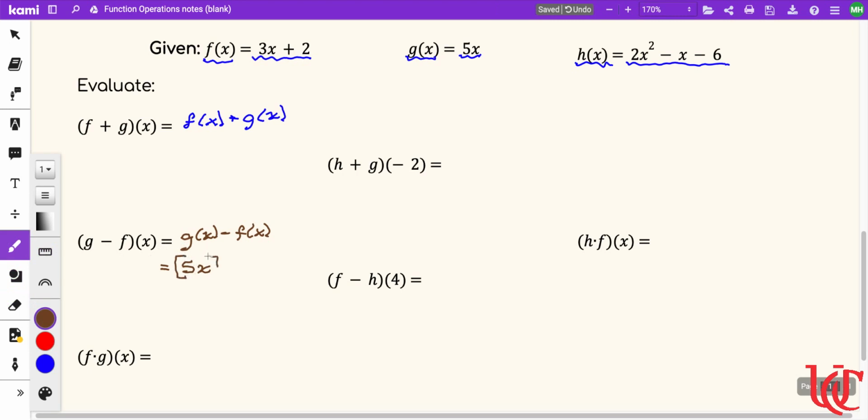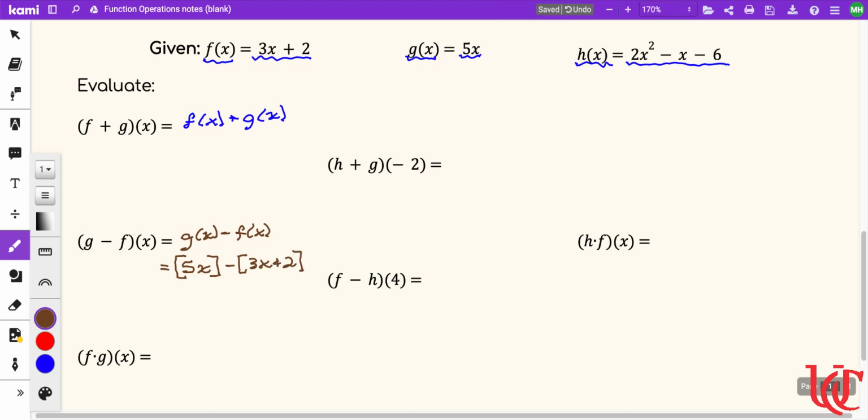Especially with subtraction, I want to make sure that I subtract all of the next function. So I really do want to use those parentheses or brackets. And for f of x, I've got my minus sign from what it's telling me I want to do. My f of x is going to be replaced with that equivalence, which is 3x plus 2. So I'm going to do brackets, 3x plus 2. And now this is something I can do.